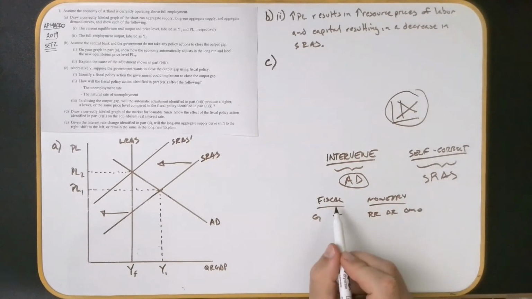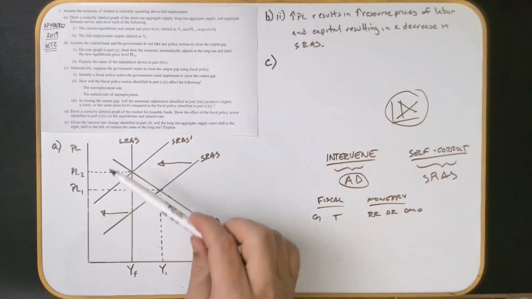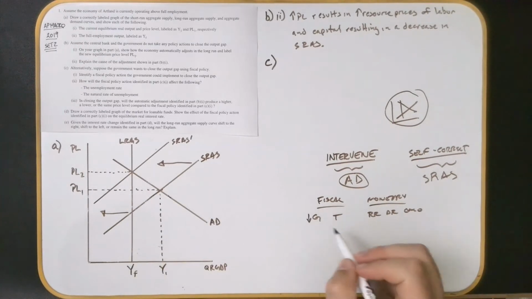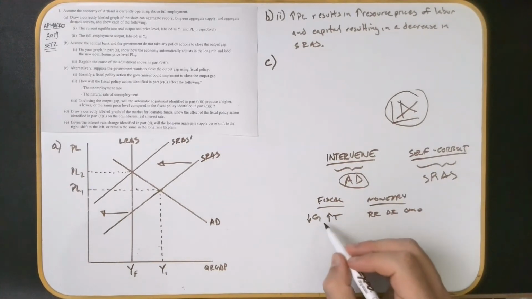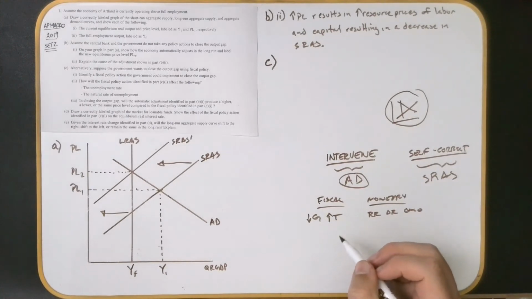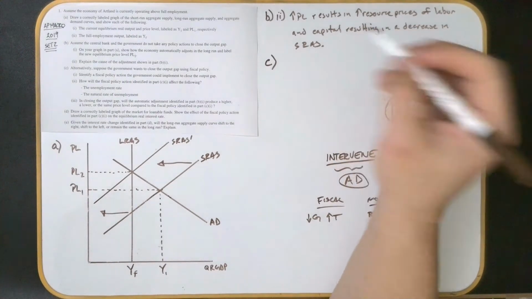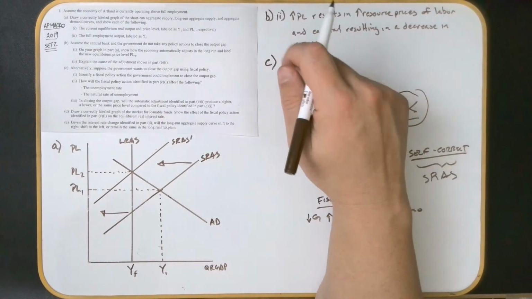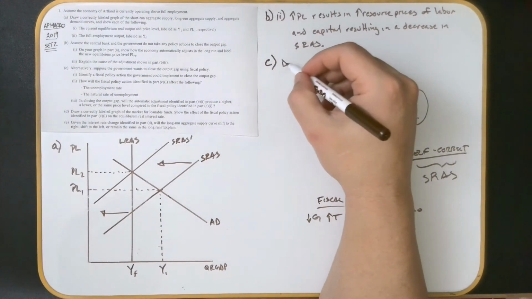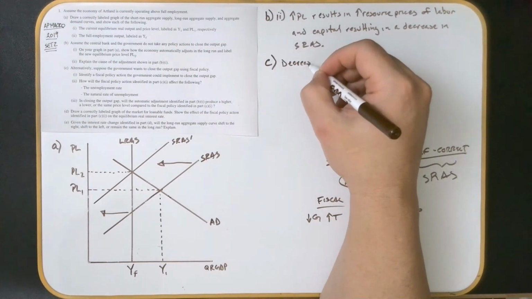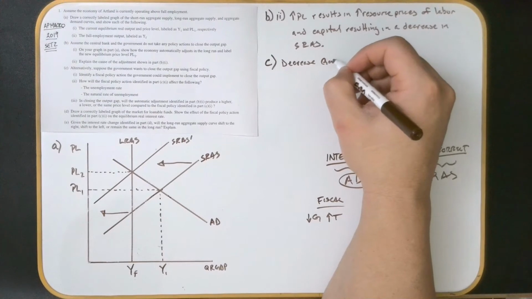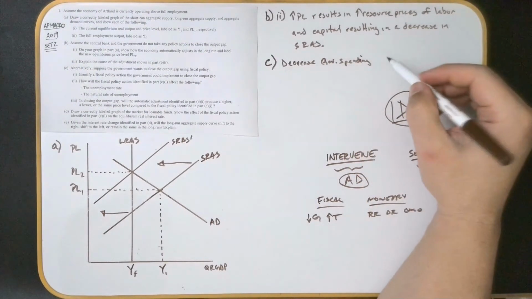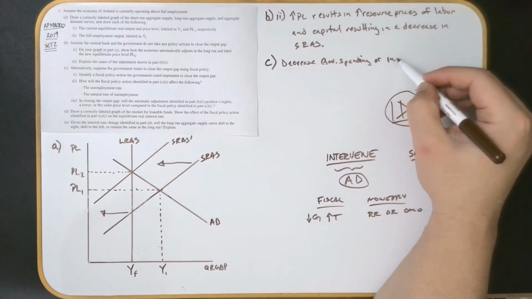So what can we do to close this? If we need to decrease aggregate demand to close that gap, we could cut government spending, or we could increase taxes. One of those two would work. So identify fiscal policy action. We can go ahead and put both. We could do decrease government spending, or increase taxes.